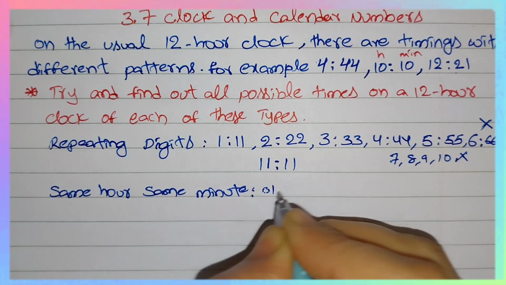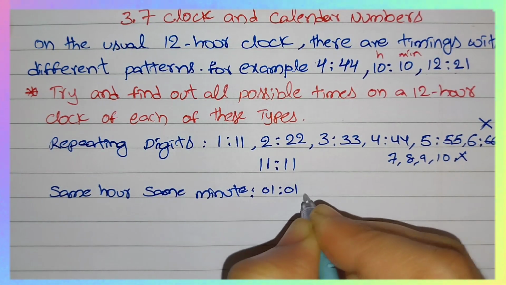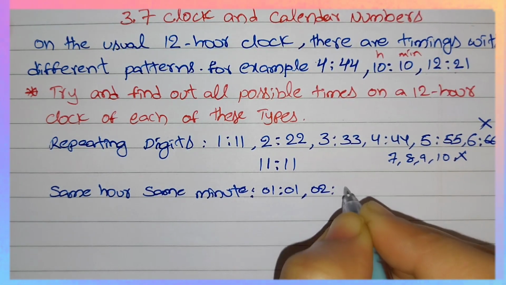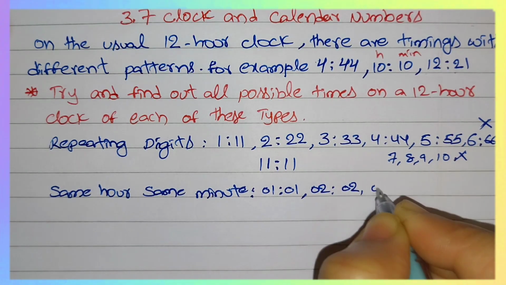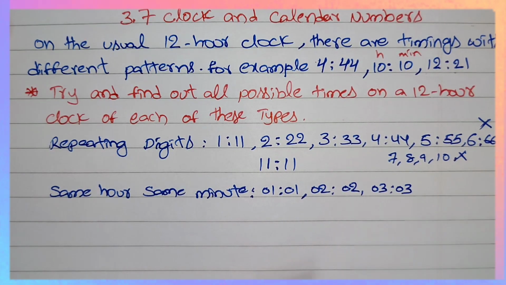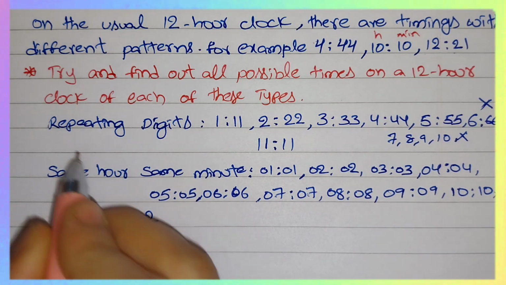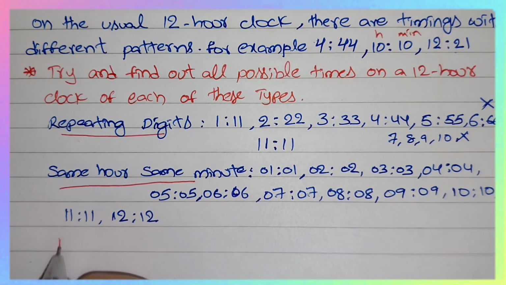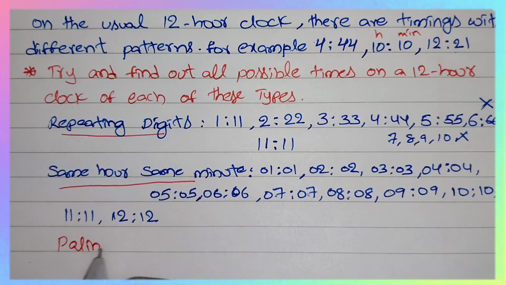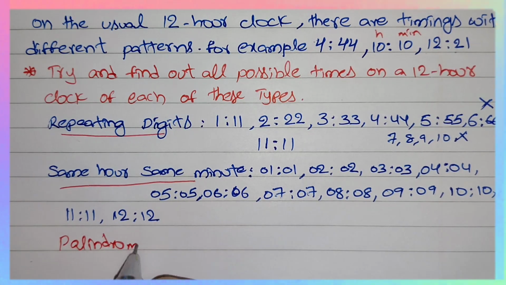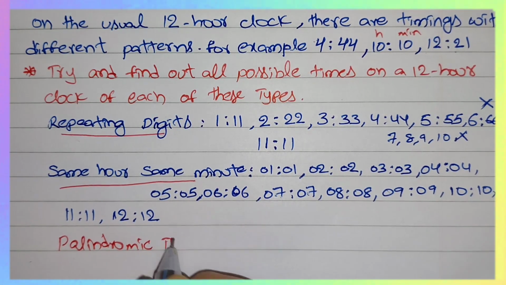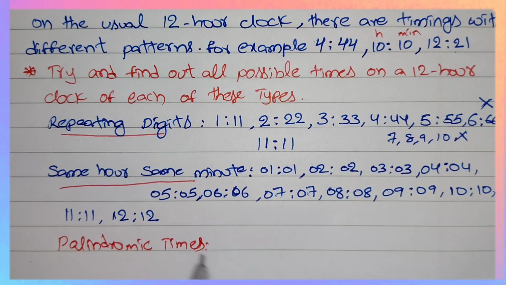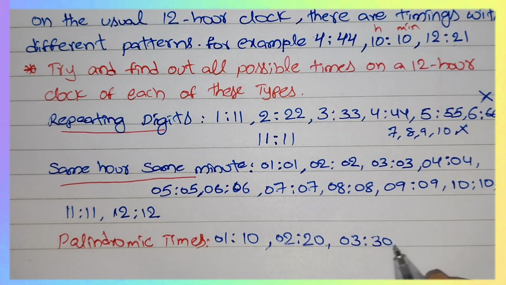Next type is same hour, same minute. These are the times where the hour and minute are exactly the same. Example 1:01, 2:02, 3:03, 4:04, 5:05, 6:06, 7:07, 8:08, 9:09, 10:10, 11:11 and 12:12. These are the times where the pattern is simply the same number repeated.